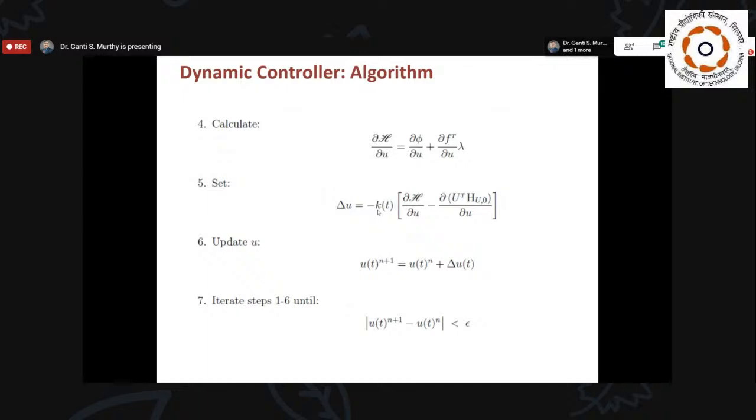And then we update our control strategy: U(t) at iteration N plus 1 is equal to what we had previously, U(t) at iteration N, plus delta U(t) that we calculated in step 5. Then we iterate steps 1 to 6 until we are satisfied with our control strategy, so that the change is less than an error term. Once that happens, we use that, implement it in the process, wait for some time, then do the same thing again. So we have to use this kind of algorithm multiple times during the process.